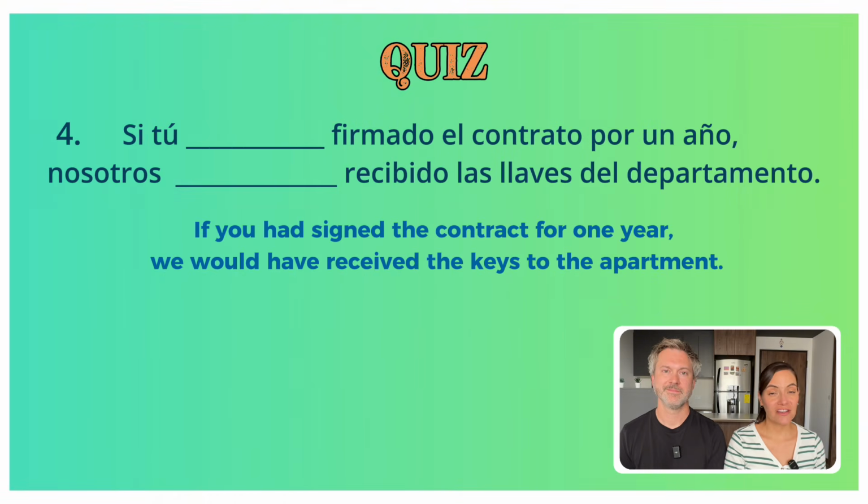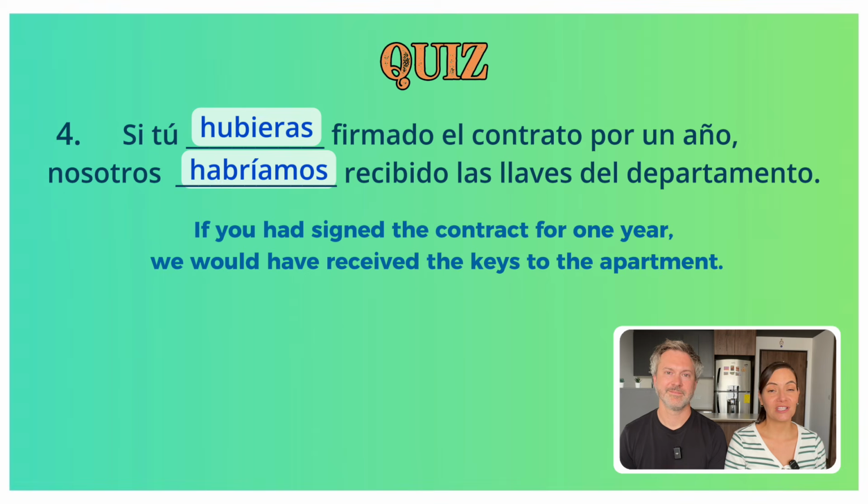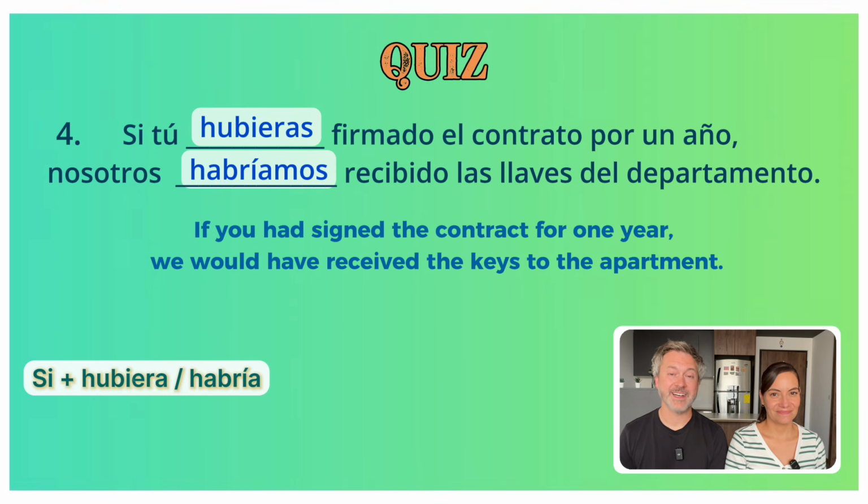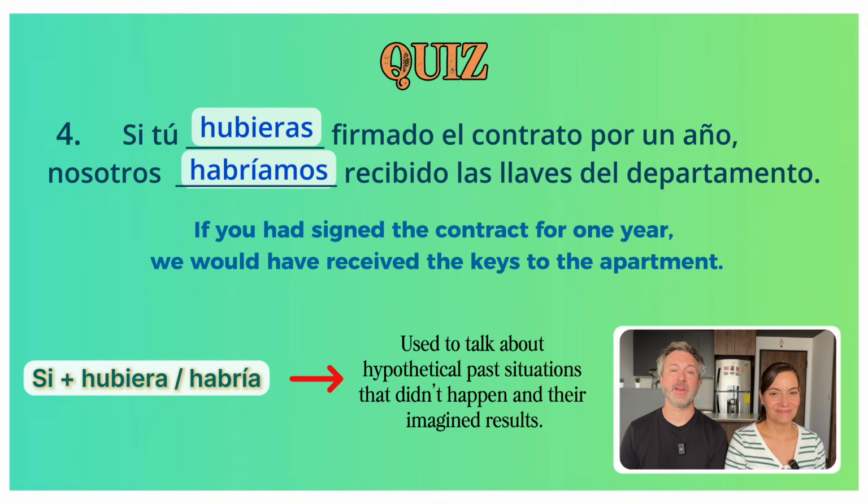Si tú blank firmado el contrato por un año, nosotros blank recibido las llaves del departamento. Si tú hubieras firmado el contrato por un año, nosotros habríamos recibido las llaves del departamento. Okay, here we have a clause to talk about something that could have happened in the past but didn't.